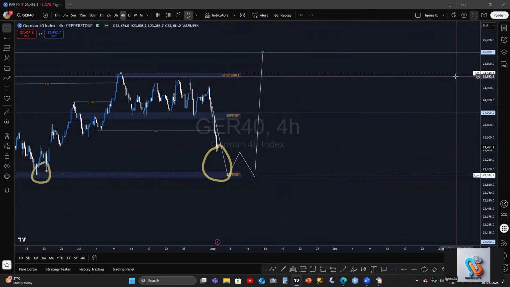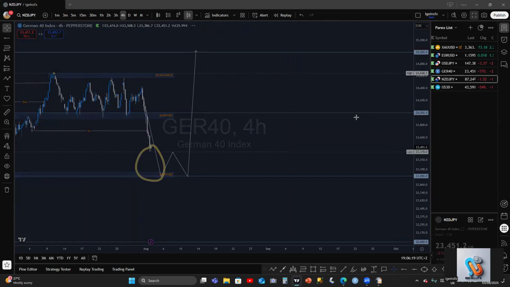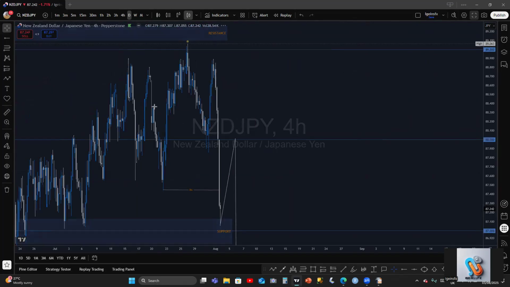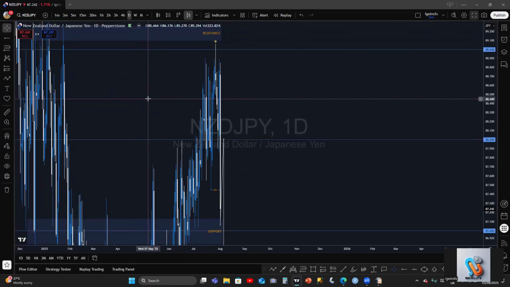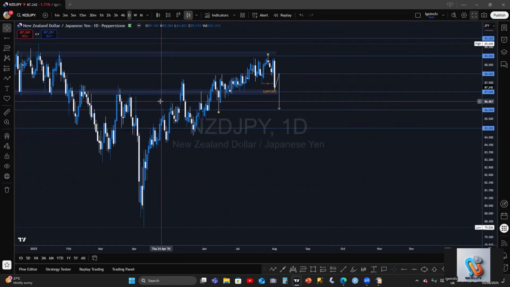So that is that for German 40. Guys, watch out for this pair because it delivers a lot. Then let's go to NZDJPY, New Zealand dollar and JPY.